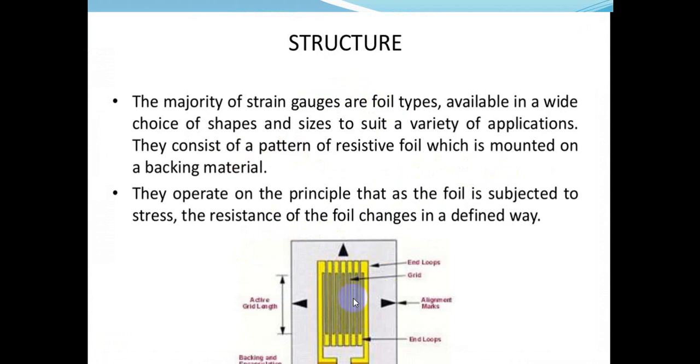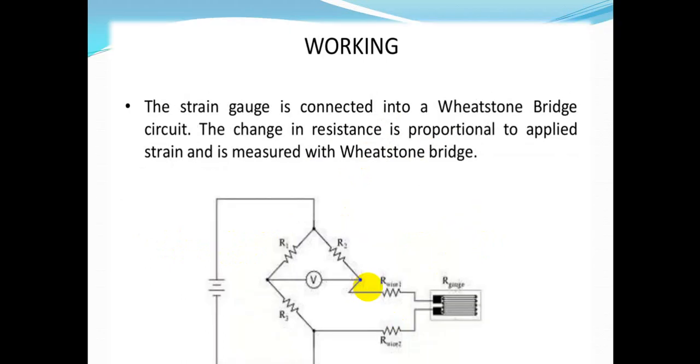This is a foil type gauge. A series of resistors arranged or mounted on a backing material is called a foil type gauge. In this type of gauge also, when it is subjected to stress, the resistance of the foil changes in a definite way. The changed resistance can be estimated using a Wheatstone bridge. The strain gauge is connected to a Wheatstone bridge circuit. The change in resistance is proportional to the applied strain, and it is measured with the Wheatstone bridge.